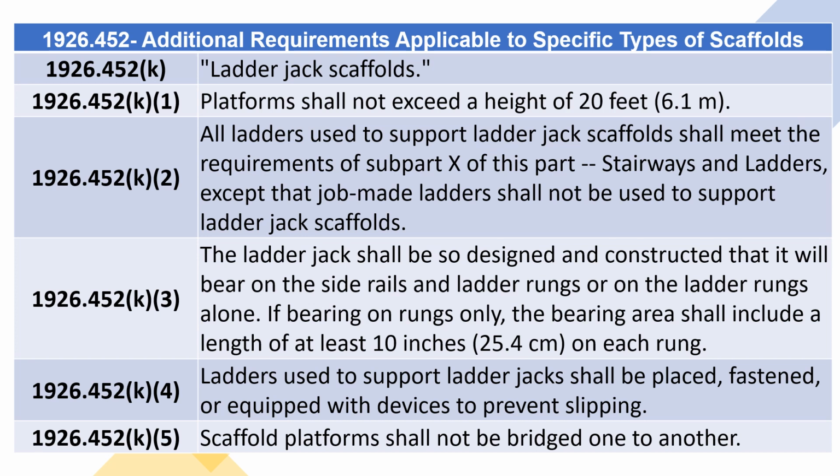The ladder jack shall be so designed and constructed that it will bear on the side rails and ladder rungs or on the ladder rungs alone. If bearing on rungs only, the bearing area shall include a length of at least 10 inches (25.4 centimeters) on each rung. Ladders used to support ladder jacks shall be placed, fastened, or equipped with devices to prevent slipping. Scaffold platforms shall not be bridged one to another.